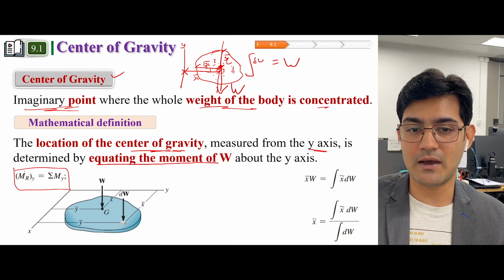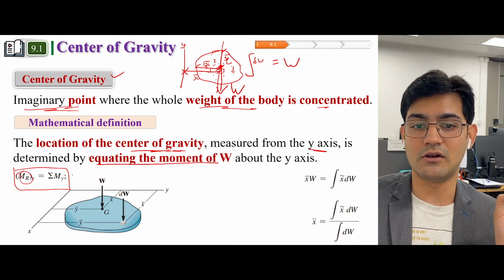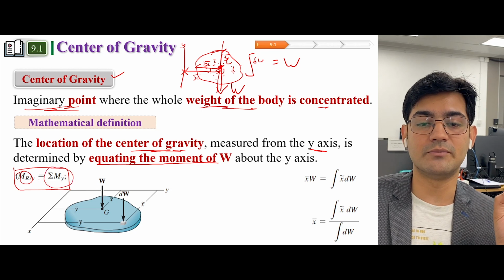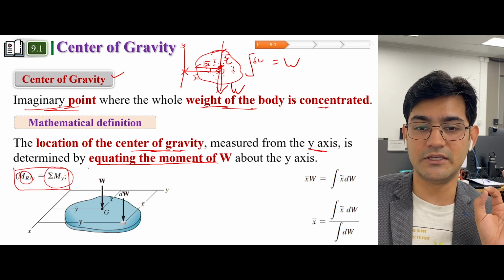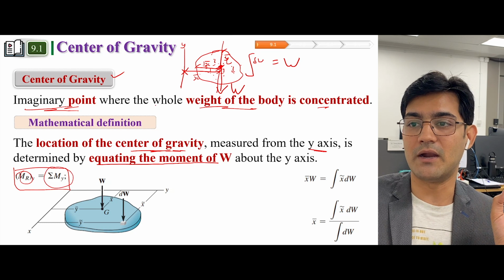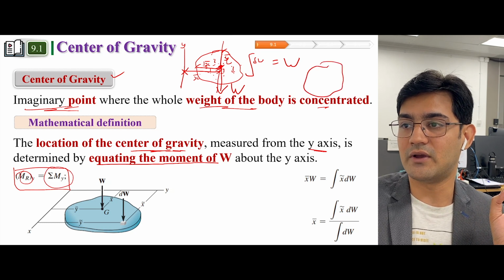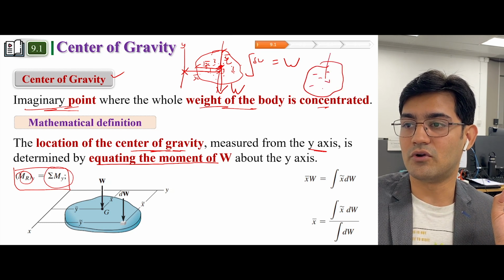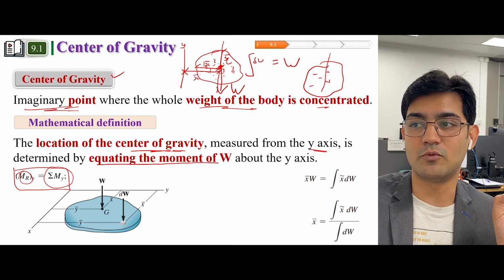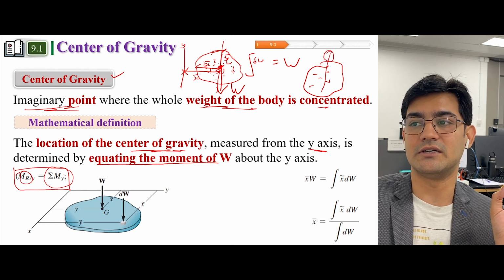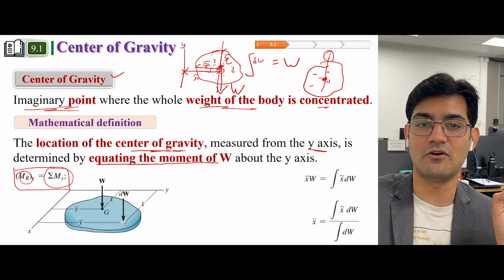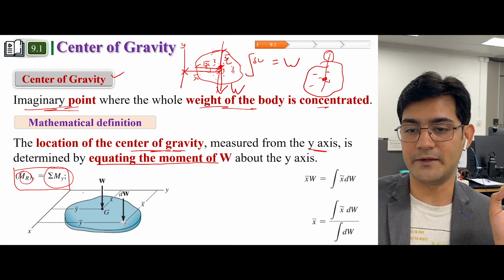So this M_R is the resultant total moment along the y-axis, and that moment would be equal to the summation of the moments of all the individual particles. So let's just say you have different particles, and if you want to equate the moment, then by equating the moment you can calculate this imaginary center of gravity point.